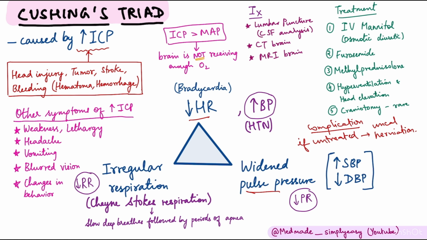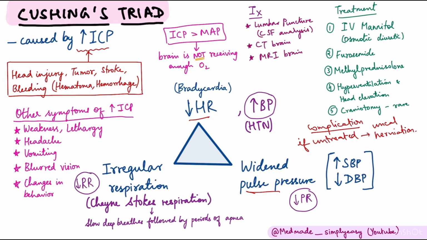Now, as the intracranial pressure increases further and becomes more than the mean arterial pressure, that means that the brain is not receiving enough oxygen. That means the brain is under ischemia. So this lack of oxygen and lack of blood activates the sympathetic nervous system. This sympathetic nervous system activation causes increased systolic blood pressure and increased blood pressure on the whole, hence hypertension.